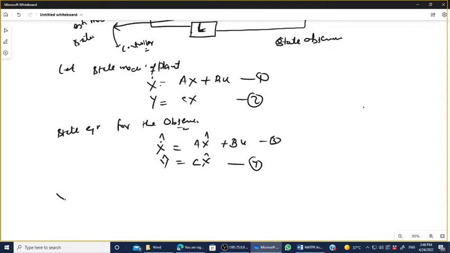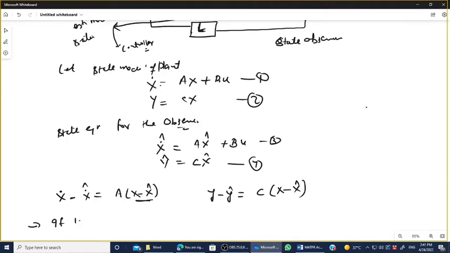So what is the difference? x dot of the ideal plant state minus the estimated derivative of the state gives a times x minus x cap, and it will go to 0 when all the poles are located in the left half plane. y minus y cap is nothing but c times x minus x cap.